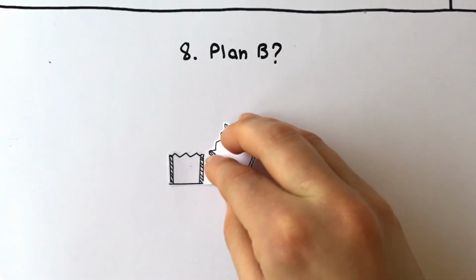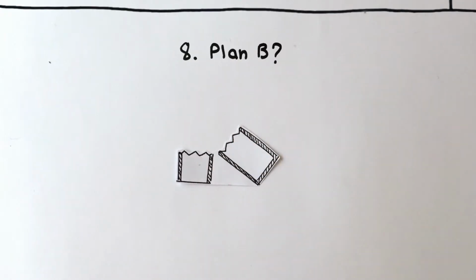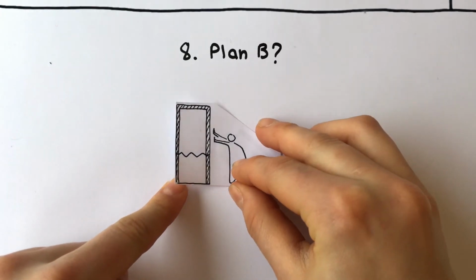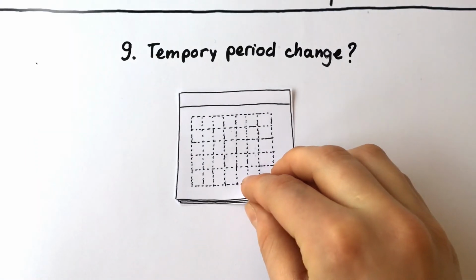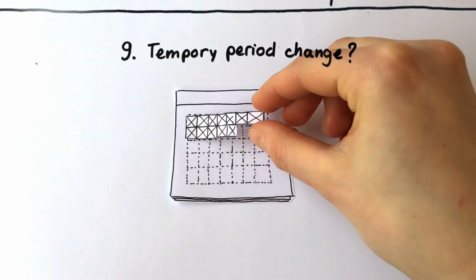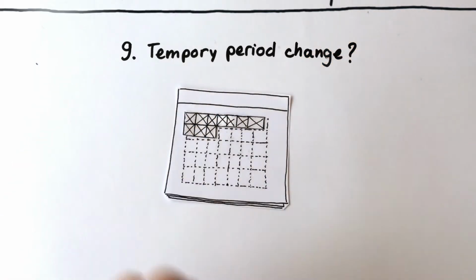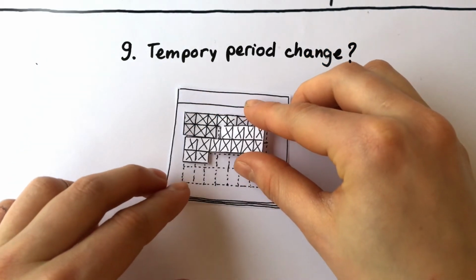What if something goes wrong? If the project changes, evolves, or even fails, what will happen to the temporary use agreement, to the space itself? What if the temporary period changes? And what if there is more vacant time available?